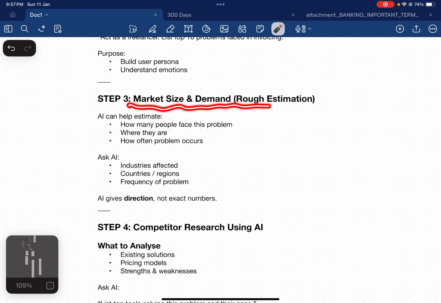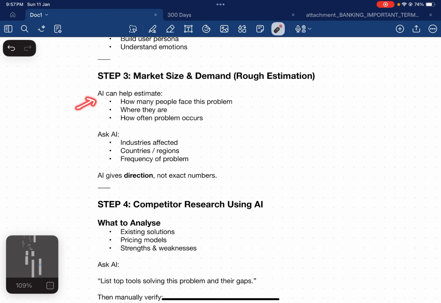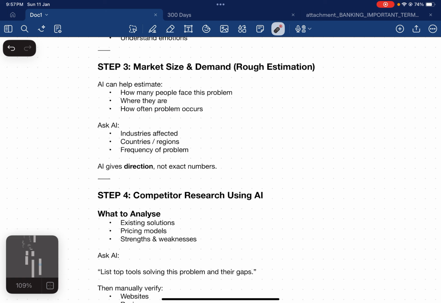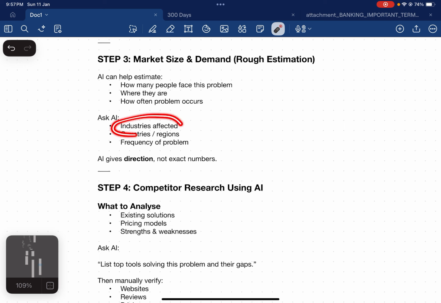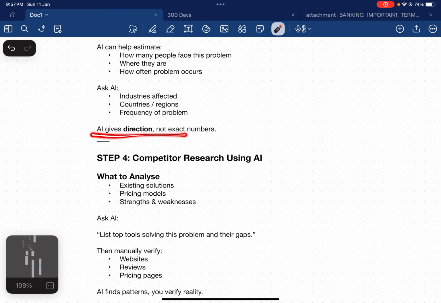Now third is market size, demand, rough estimation. You get a rough estimation. AI can help estimate how many people face this problem. You should know how many people are actually facing that problem, so that you can talk with them. Where they are, their locations, and how often the problem occurs. Ask AI about industries affected, countries, regions, frequency of problems. AI gives direction, not exact numbers, but it will give you direction.